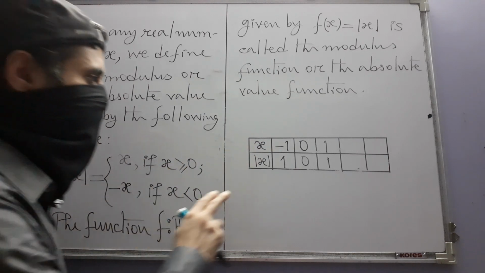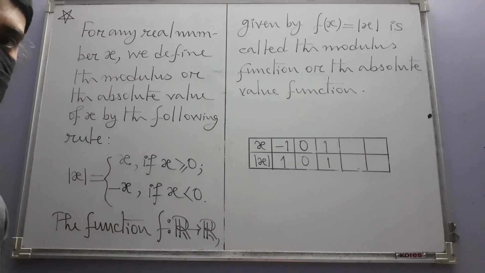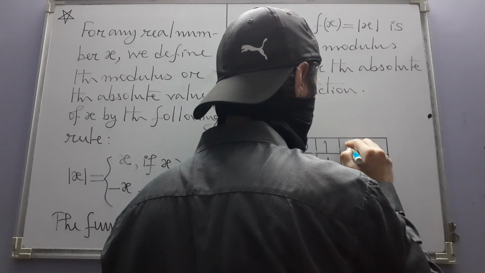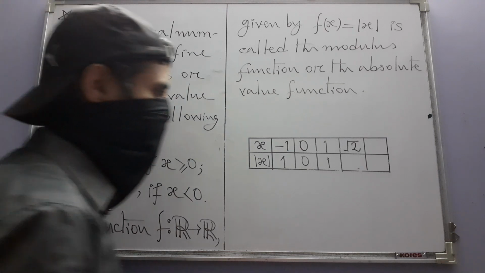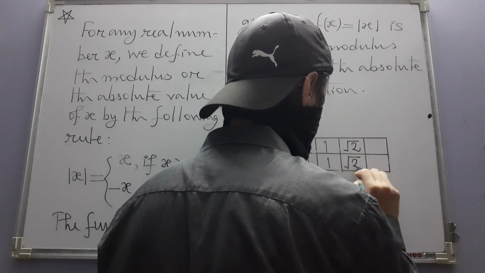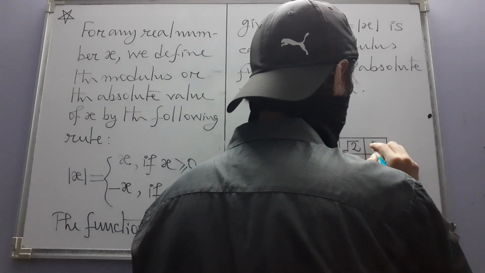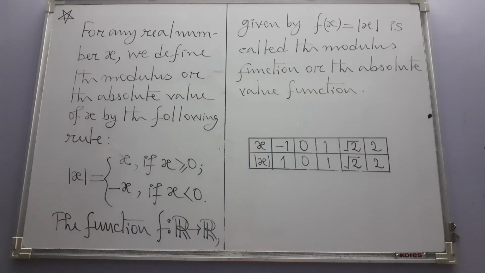And of course, it's not necessary to only take integers as input. We can take rational numbers, general rational numbers, irrational numbers, anything. So let me just take, say, square root of 2. It's also positive. So the output is also the input itself. And let me just take 2, just to fill the table completely. Now if we plot these points, what shall we get?